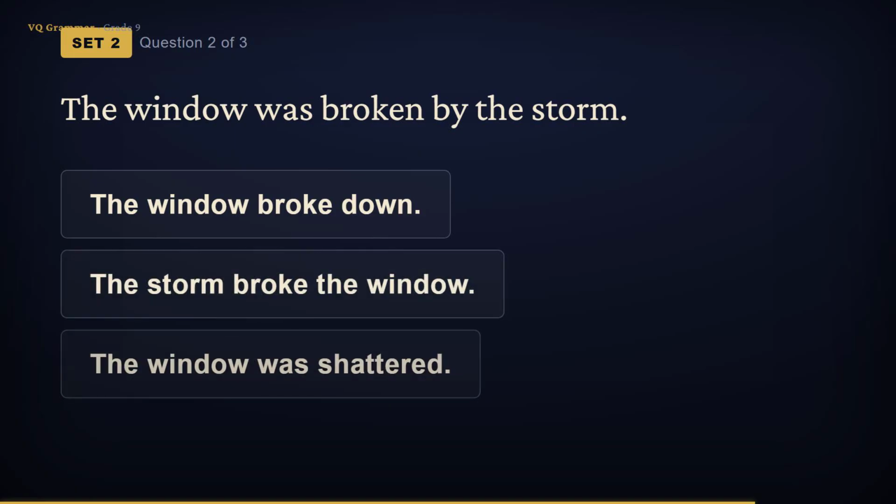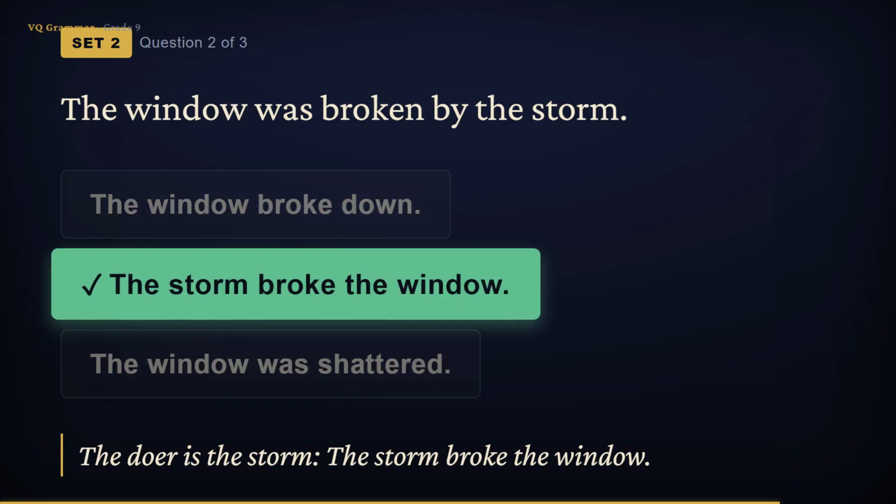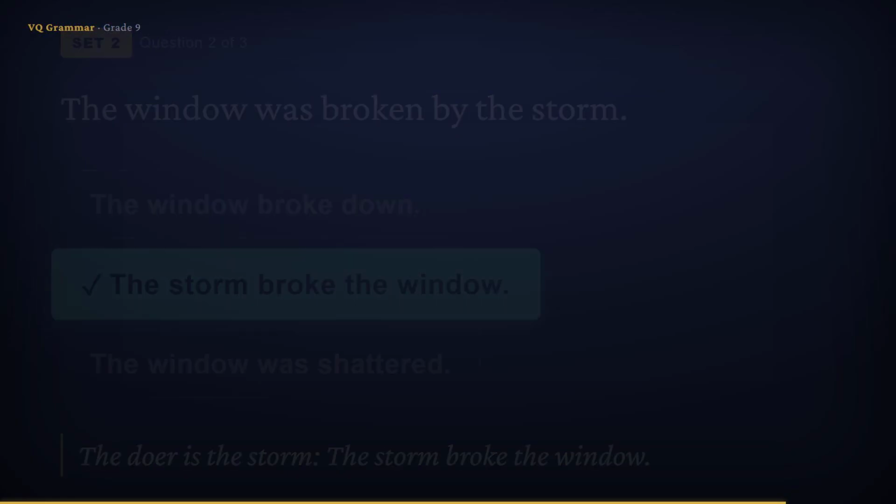The window was broken by the storm. The doer here is the storm. It's what comes after by. So we lift the storm into the subject's seat. The storm broke the window. Short, direct, and it names who did the breaking. The active version is the storm broke the window.